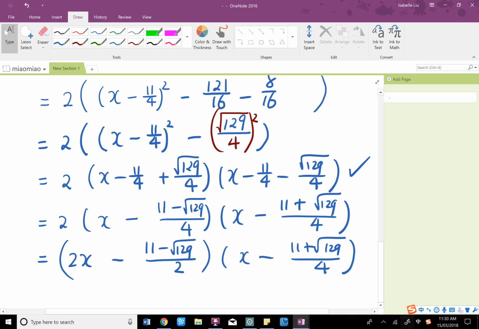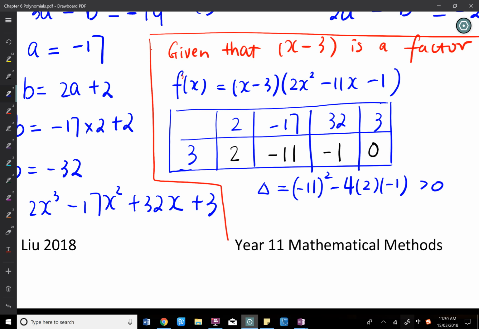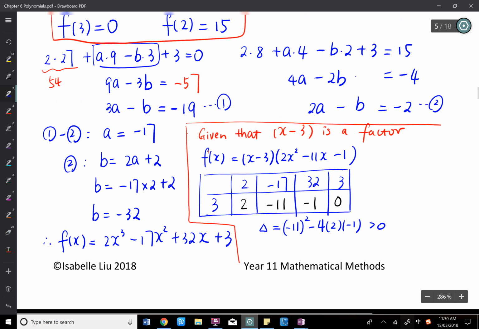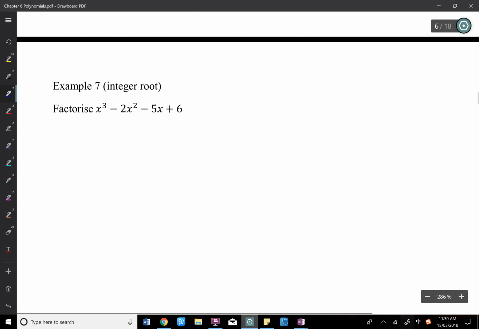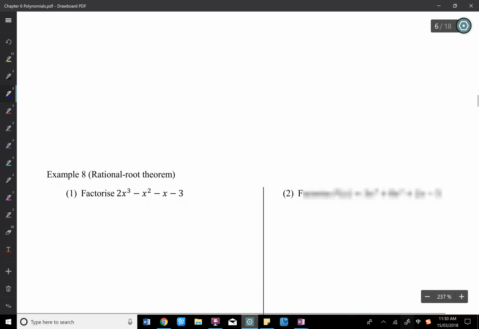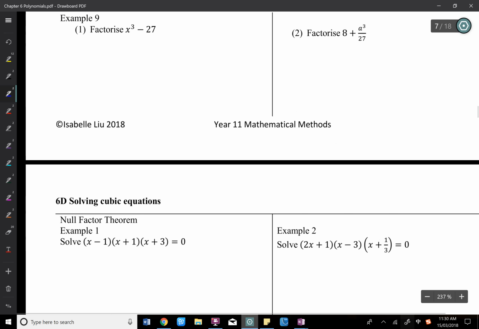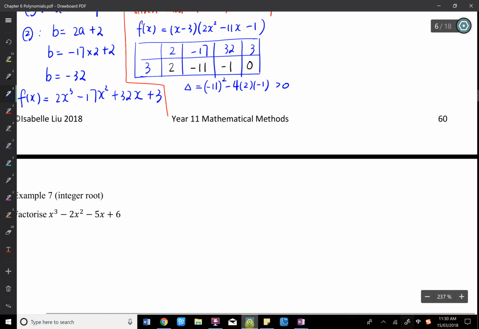Get it? Oh, good. Back to the page. Okay, next page, example 7.